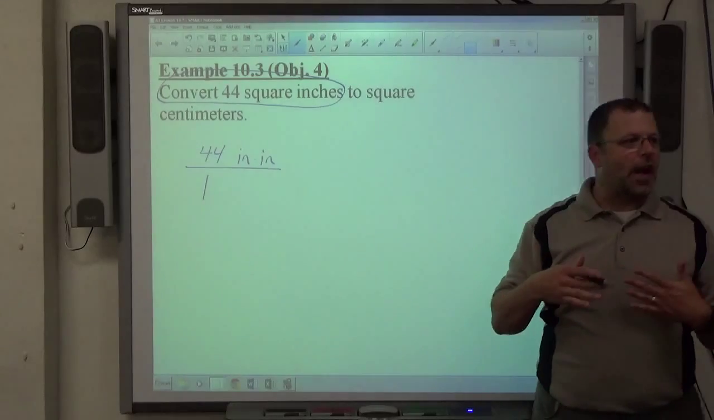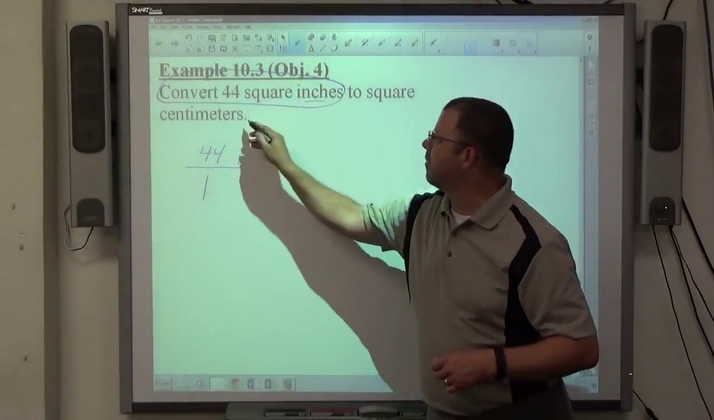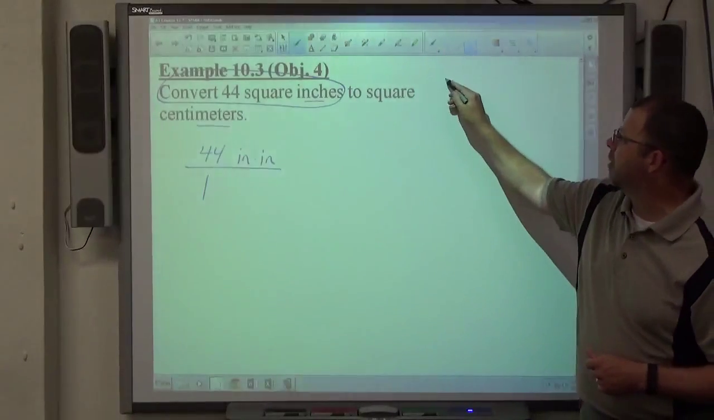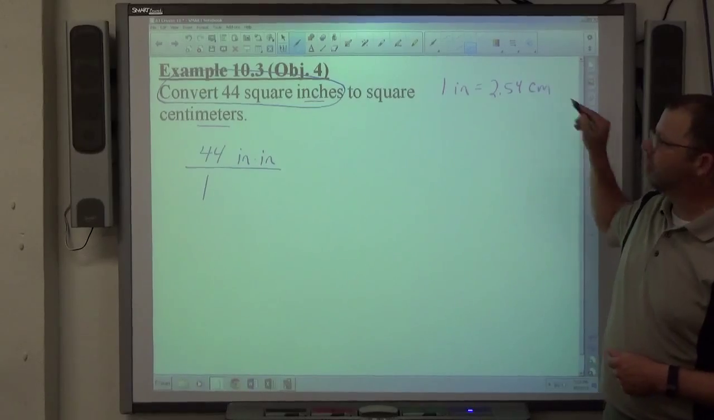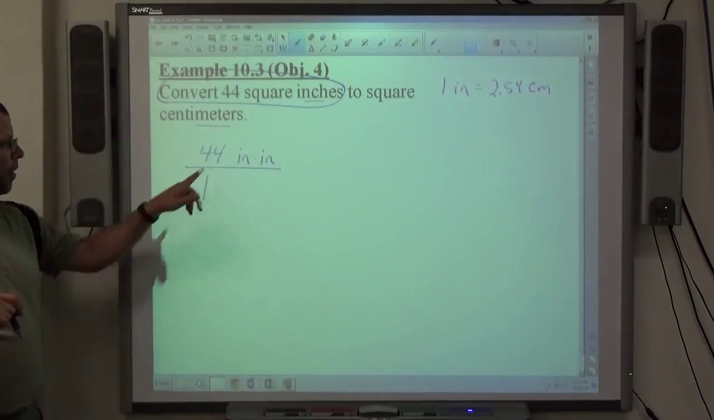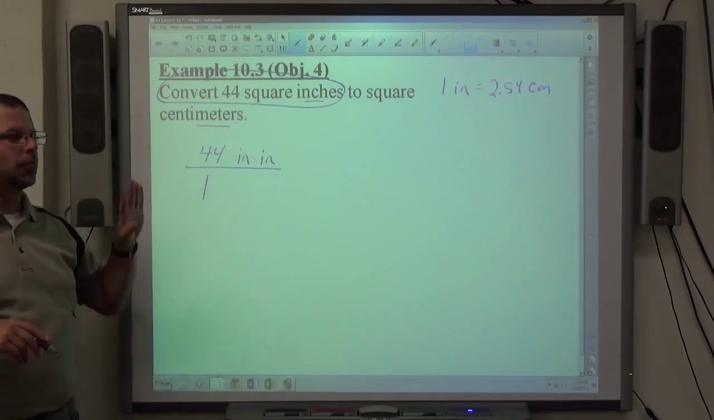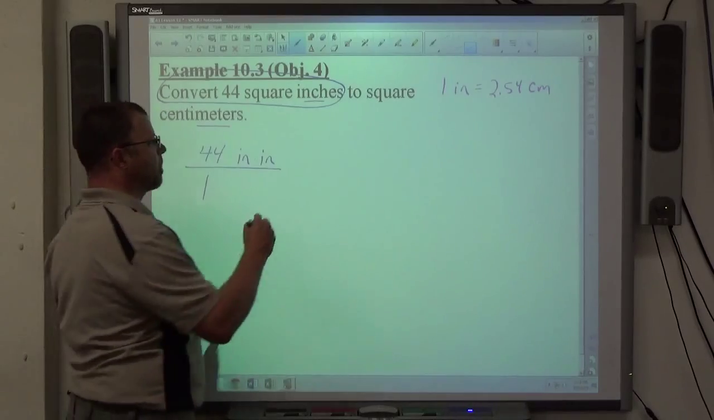We need to use facts that we know in order to convert from something to something. So if I want to go from inches to centimeters, there's a fact about inches and centimeters that says 1 inch equals 2.54 centimeters. That's the fact. That's not about inches squared, it's about inches. That's why we want to get inches, inches instead of inches squared, because we have facts about inches. We have no facts about inches squared. That's why you put it twice.